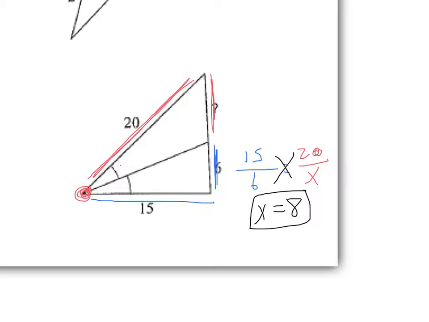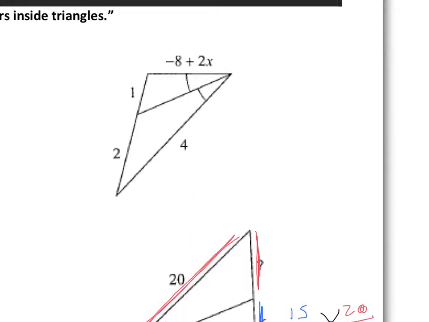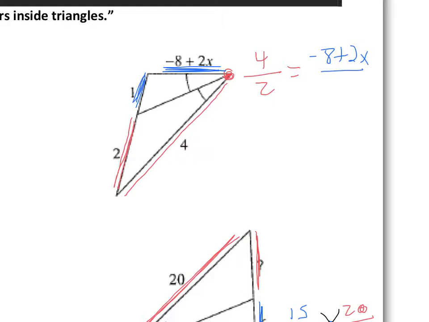Now with that said, if we go to a little bit more complex one like this one, same rules apply. Start with the easy one. We're going to take, so here's our angle that's being bisected. We're going to take one side of that angle, which is 4, and put it over the side opposite the piece we're focusing on, and that's 2. Then we're going to look at the other side of the angle that's been bisected, so negative 8 plus 2x over the side opposite that piece, which is 1.